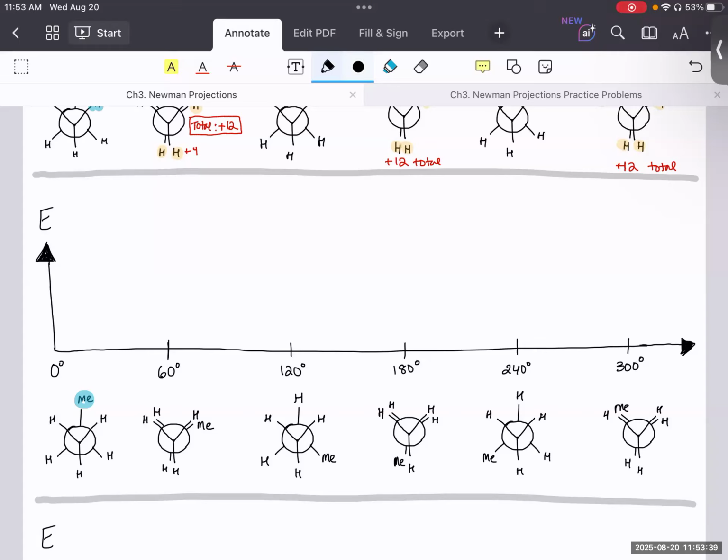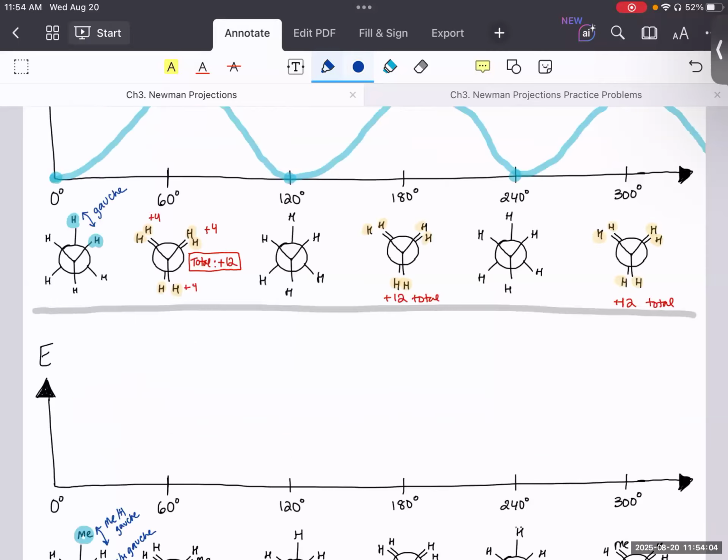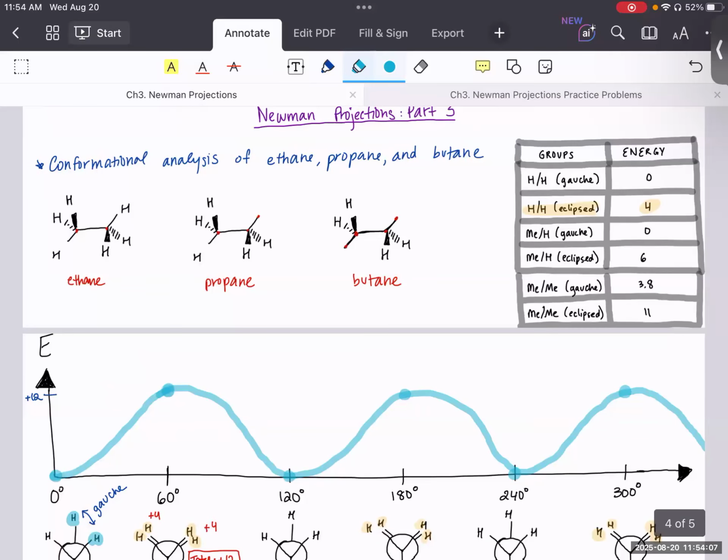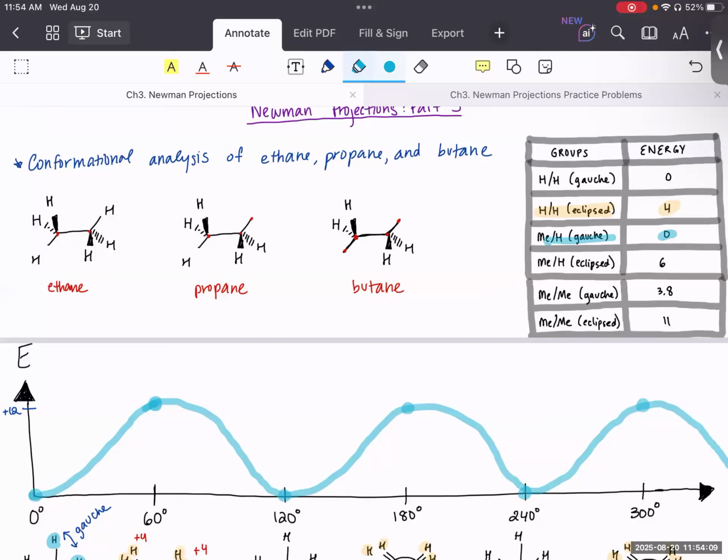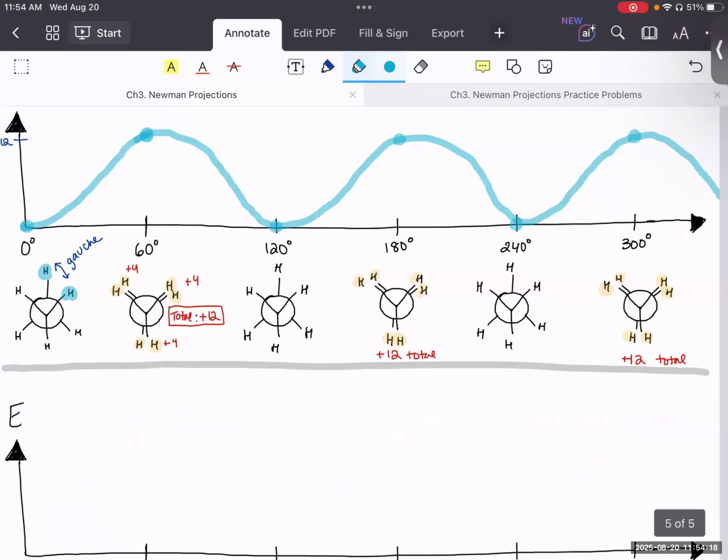All right, so now to calculate the energies, it's not going to be as straightforward as that previous question, just because we now have that methyl group. It's not just hydrogens. And so the types of interactions that we have here in this first one are going to be a methyl hydrogen gauche. And then we also have a hydrogen gauche. And so if we go back to our table, we can see that the methyl hydrogen gauche also ends up being 0, along with the HH gauche. And so we have a total contribution of 0 for those gauche interactions.